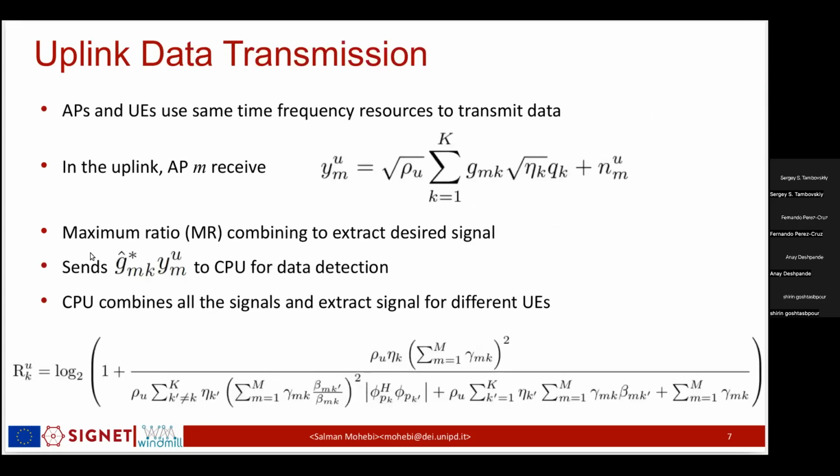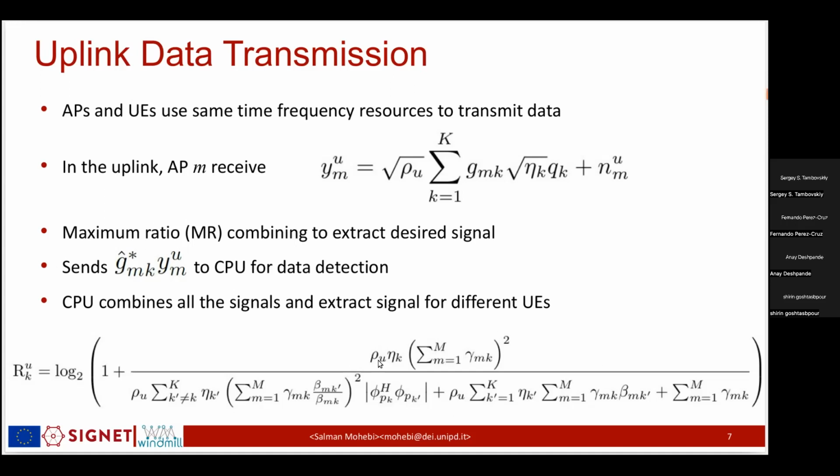After that, in the uplink data transmission phase, the procedure is similar to the previous one. All the user equipments at the same time transmit their data in the uplink. What access point M receives is again some combination of the signals from all the users. But here we assume that from the previous step we estimated the channel. We have this G. What do we need? We need to extract this Q, which is the target signal. By employing some maximum ratio combining scheme, each access point can extract the channel for a given user, and all the access points send the data to the CPU, and then the CPU, by combining all the signals, can understand what the signal was for the given user.